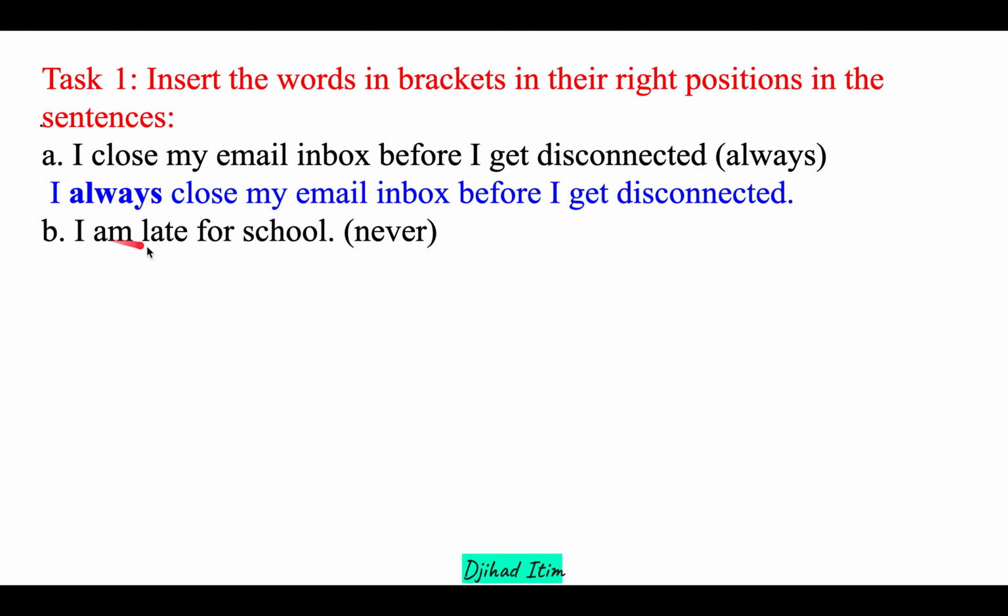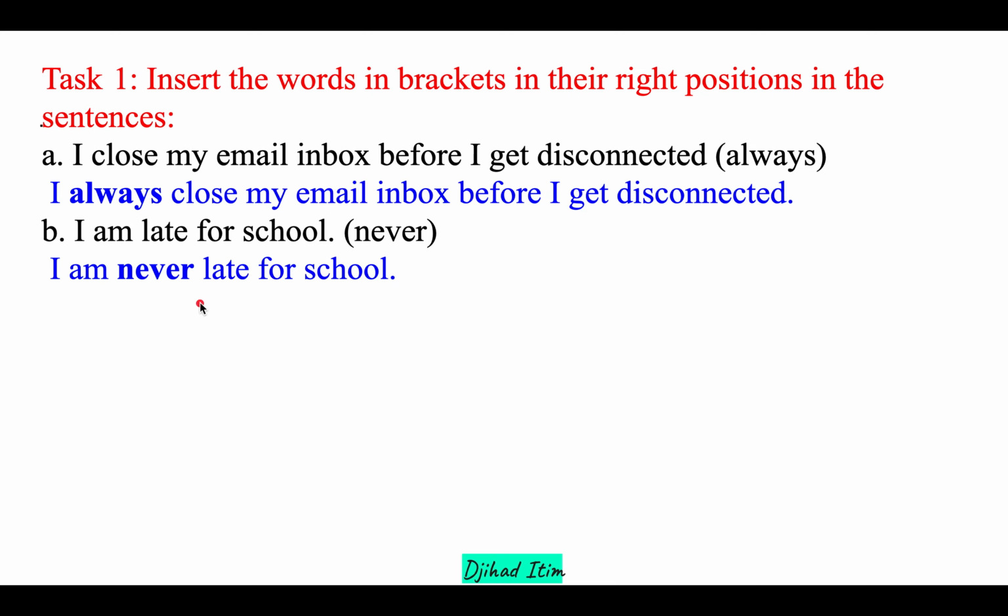B. I am late for school. Never. So we have I am never late for school. We have the subject, auxiliary to be, plus the frequency adverb plus the rest of the sentence. Okay? And here we use the second rule. Subject, auxiliary to be plus frequency adverb and the rest of the sentence.